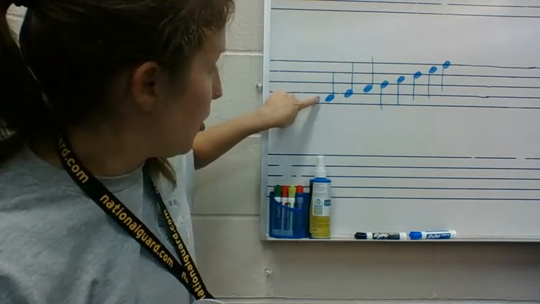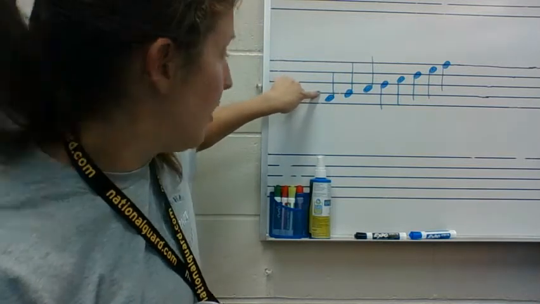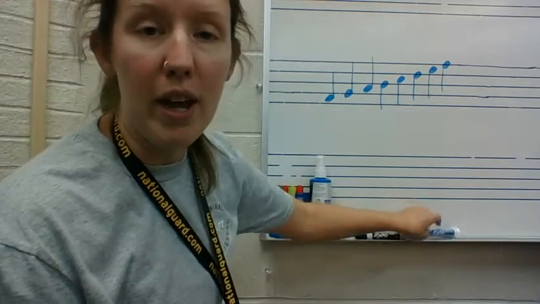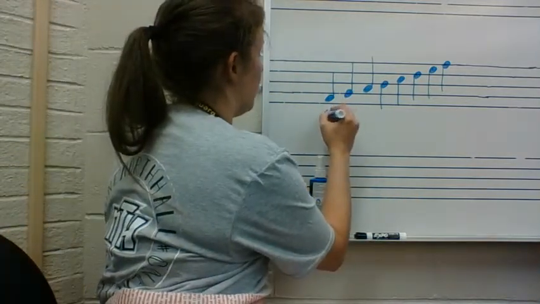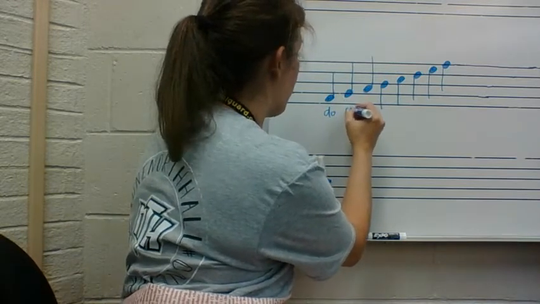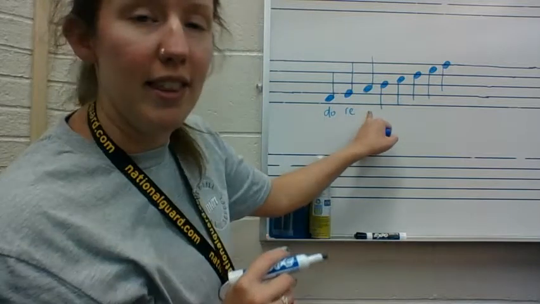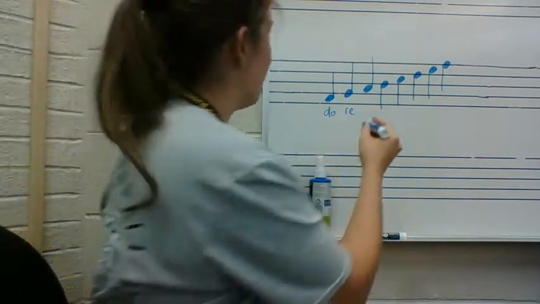So the next note above that space is this line right above it. So that would make that re, and we're just going to write their names right next to them. This guy right here is do, and this one right here is re, which would make this mi. Very good.